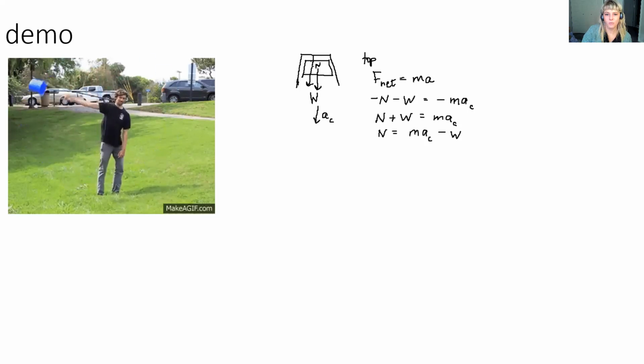Now, in order for the water to remain in contact with the bucket, the normal force has to be greater than 0, right? If the normal force between the water and the bucket becomes 0, that means the water is losing contact with the bucket, and there's no more force between them. So the normal force has to be greater than 0. So that means this term has to be greater.